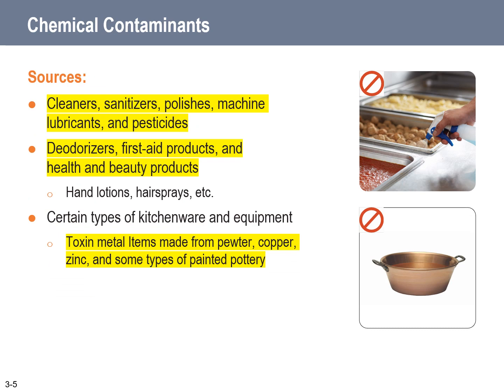So chemical contaminants are cleaners, sanitizers, polishes, machine lubricants, and pesticides. They can also be deodorizers, any first aid products, health and beauty products as well. We use cleaners, sanitizers, and polishes in the kitchen to make sure everything is clean. As the picture shows, you can see someone spraying a blue liquid on the stainless steel tabletop. However, none of that food is covered. So whatever that person is spraying is getting into the food, and depending on what it is, can seriously harm someone.